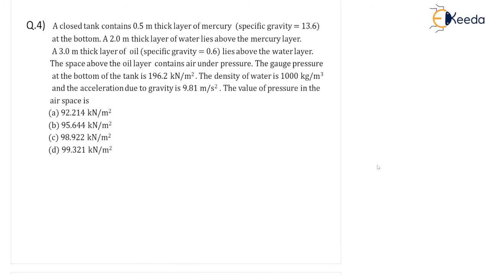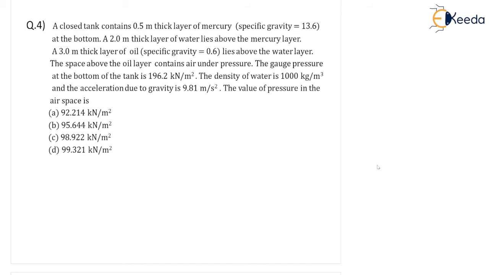As we can see in the question, a closed tank contains a 0.5 meter thick layer of mercury, specific gravity 13.6, at the bottom. A 2.0 meter thick layer of water lies above the mercury layer, and a 3.0 meter thick layer of oil, specific gravity 0.6, lies above the water layer. The space above the oil layer contains air under pressure.